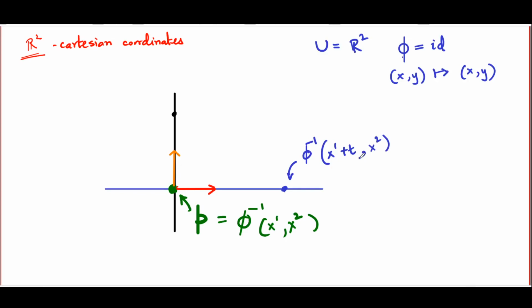As t runs over a whole interval, this point of course moves. From a negative value of t to a positive value of t, this is how you move, and that of course traces out a straight line. This is a straight line through the point P parallel to what we call the x-axis.